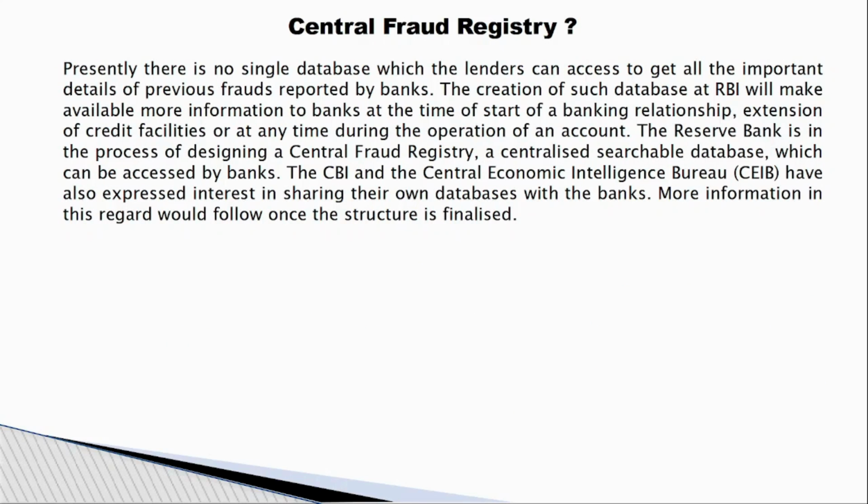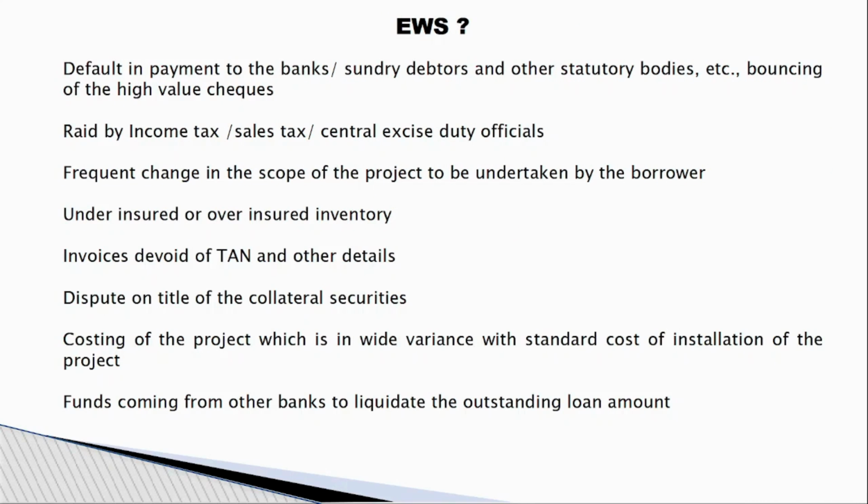Central fraud registry, which we already use. This is a single database from which lenders can get all the important details of the fraud. So you have to lodge the details with the central fraud registry. So what are the early warning signals? How to identify whether they are expecting some fraud in this account? These are a few given early warning signals. In this, you may find two, three, or even one itself.